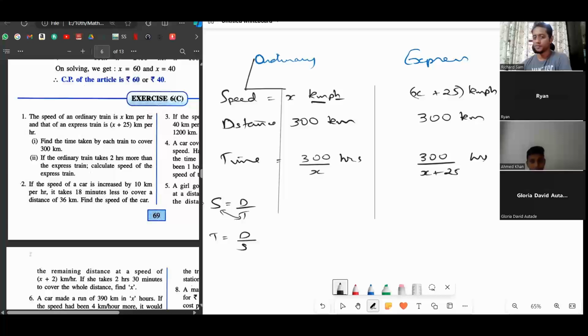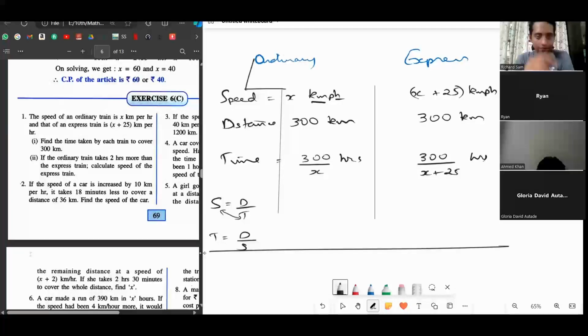Clear? Write this down first. The first question is to find the time taken, so we can only write it like this. We can't find the exact time. We're just writing it in terms of x. You have to write it in a statement. Time taken by the ordinary train is 300 upon x hours. Time taken by the express train is 300 upon x plus 25 hours. I wrote it as a table for you to understand it easily.